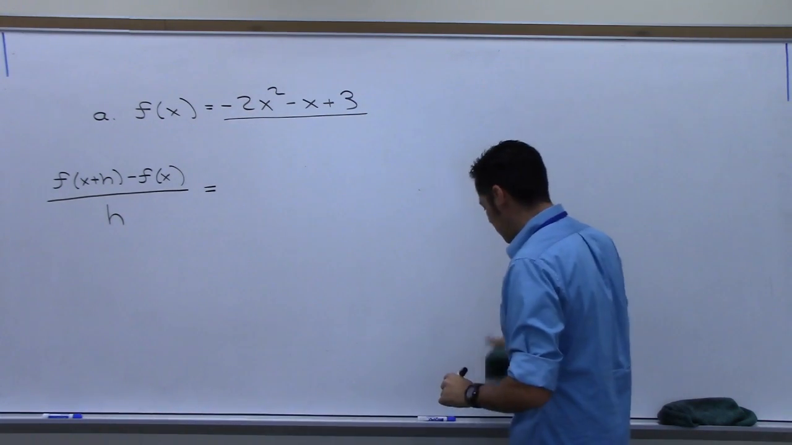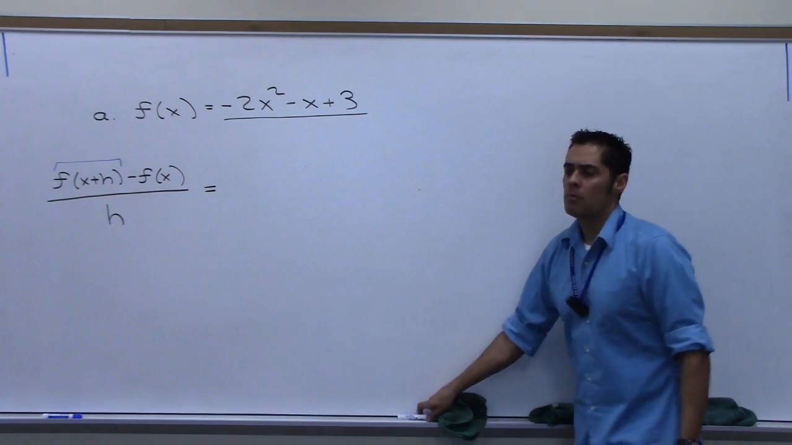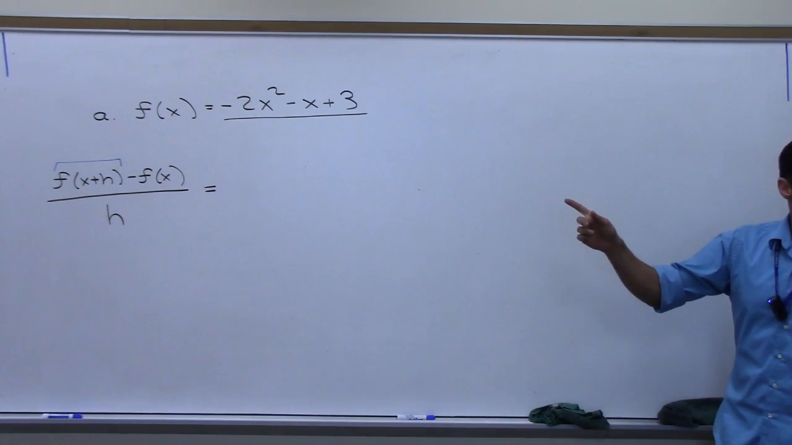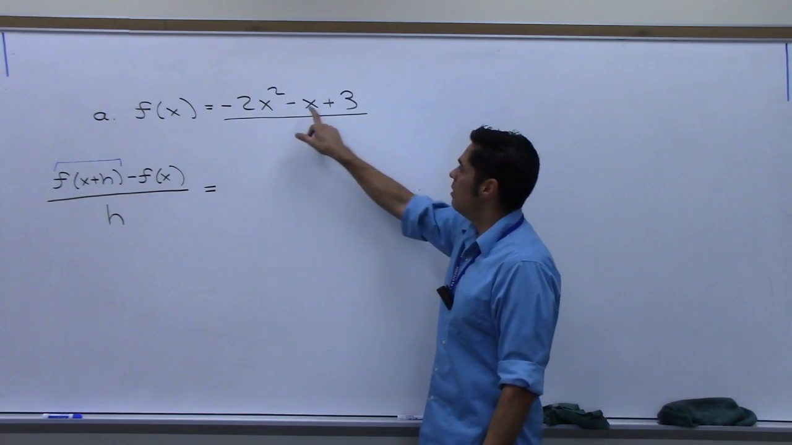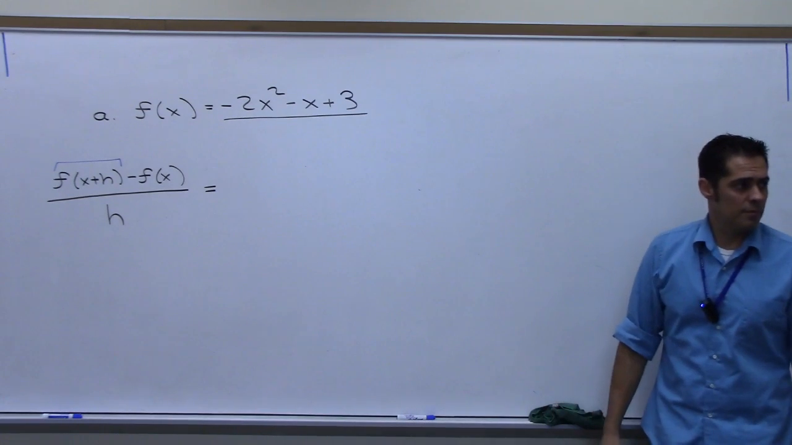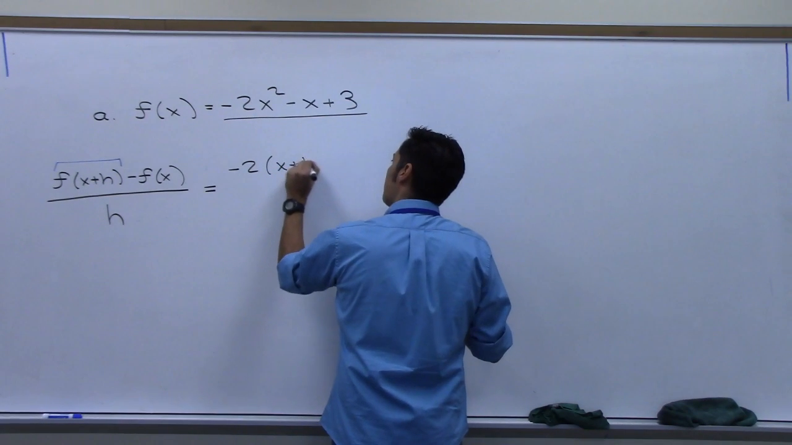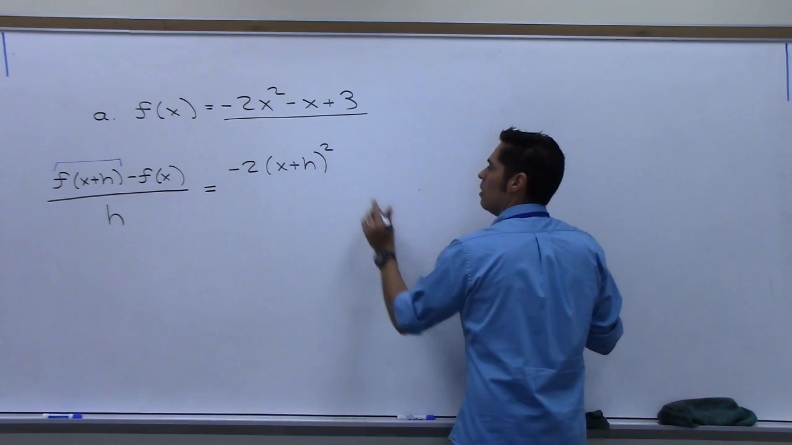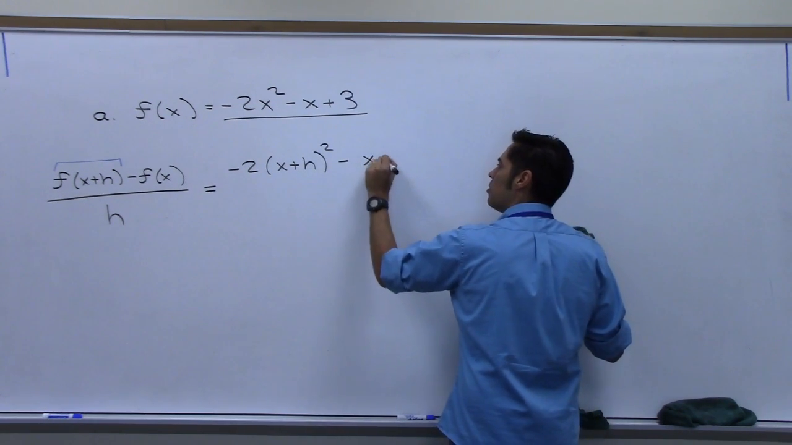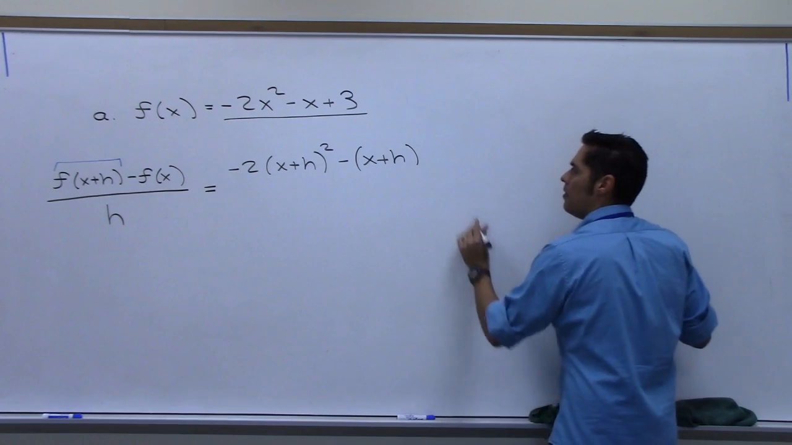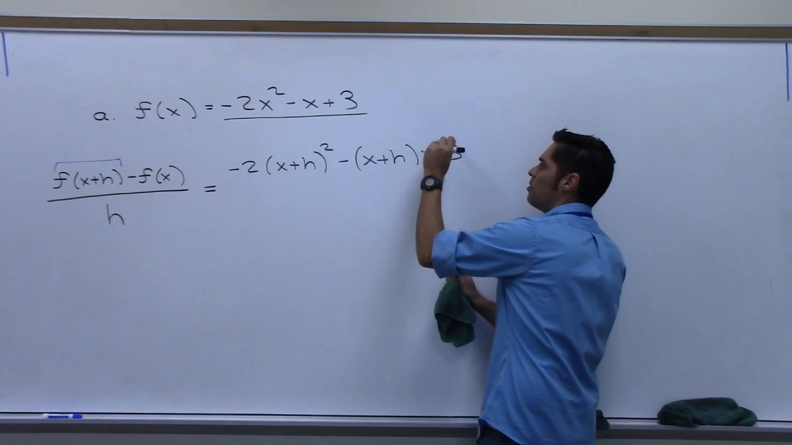So what is the top left corner? What is this going to be? We're taking x plus h and plugging it in here, replacing this x with x plus h, this x with x plus h. So let's do that. Negative 2 times x plus h, I have to have that squared, don't I? Minus what? x plus h, in parentheses again. And then plus 3. You all with me that that's just the top left corner of that difference quotient so far?